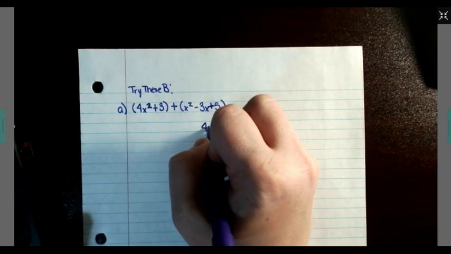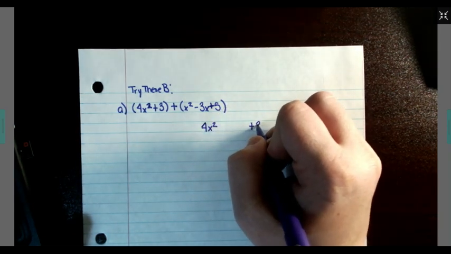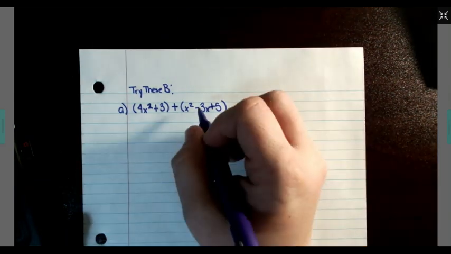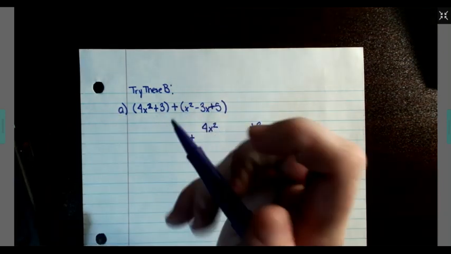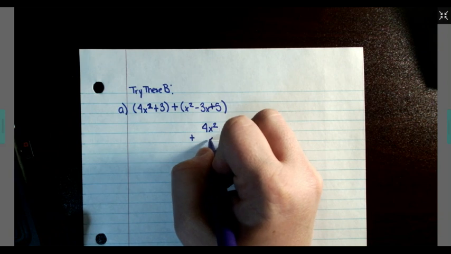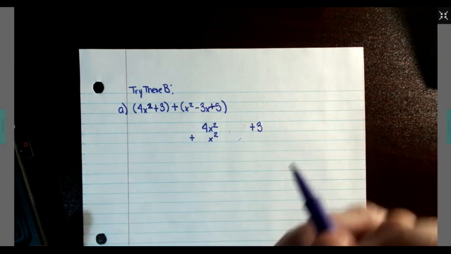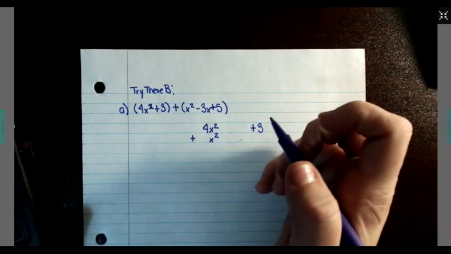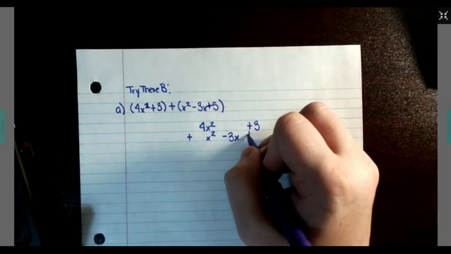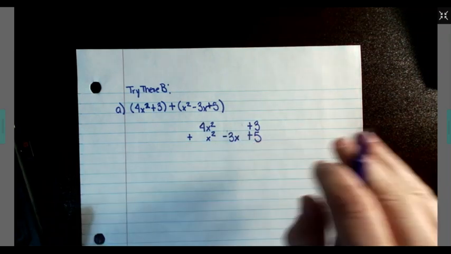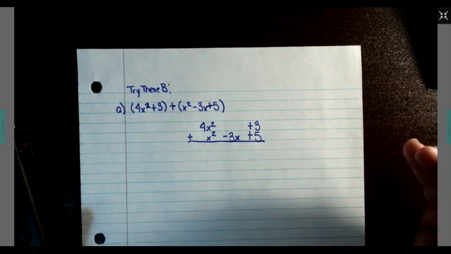So I'm going to do 4x squared. I'm going to leave a space here, and then I'm going to write plus 3 over here. Now what I'm going to do whenever I go to add these is this second expression, I'm going to write, but notice I have an x squared term, so I'm going to stack that right underneath there. But notice how I left this gap. That would be my x term if that first one had one, and it didn't. So I'm just going to write the minus 3x here. And then I'm going to write the plus 5. So I've stacked like terms on top of each other. And I left gaps to represent those missing.